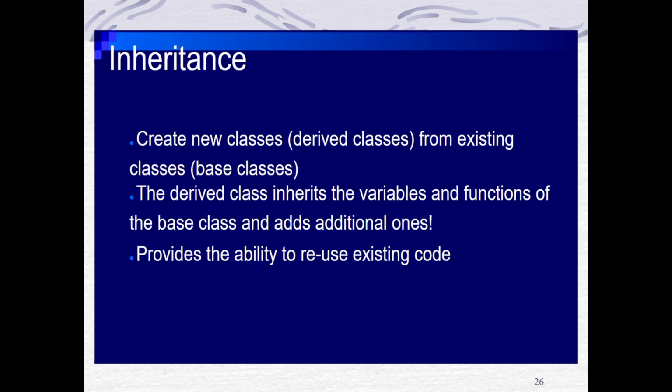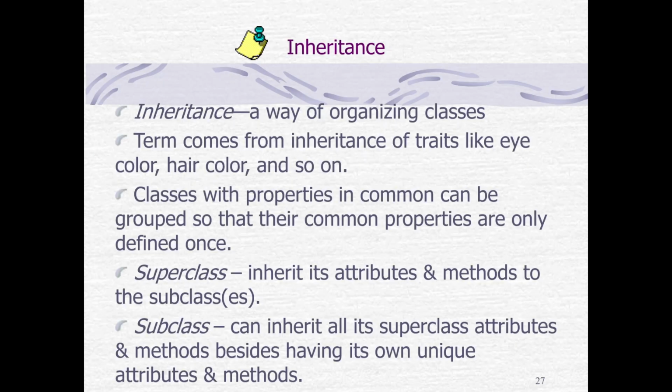So the next important feature is inheritance. Creating a new class from an existing class is known as inheritance. The derived class inherits the variables and functions of the base class and adds additional features also. So it provides the ability to reuse existing code. So inheritance is a way of organizing classes.